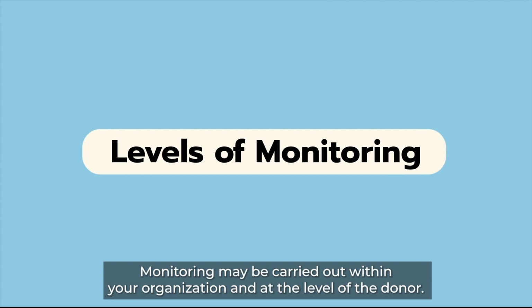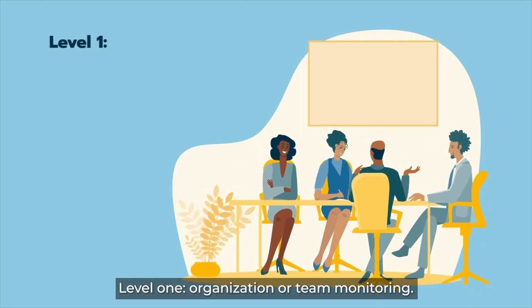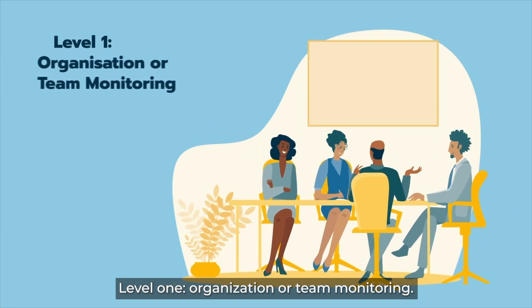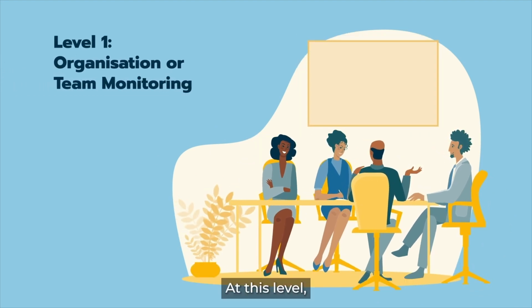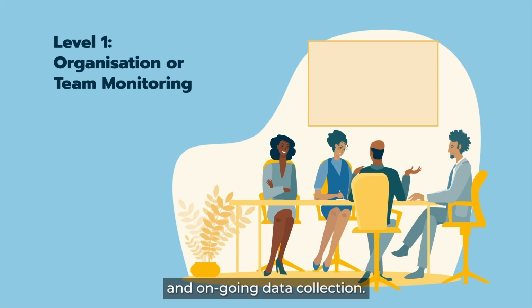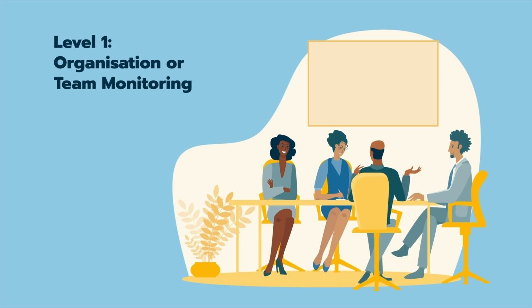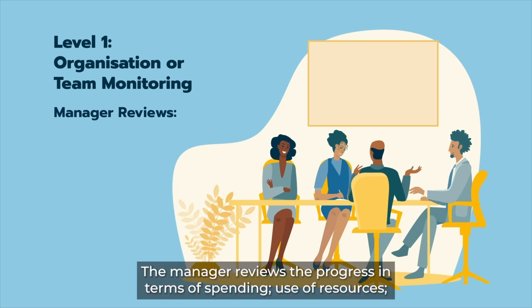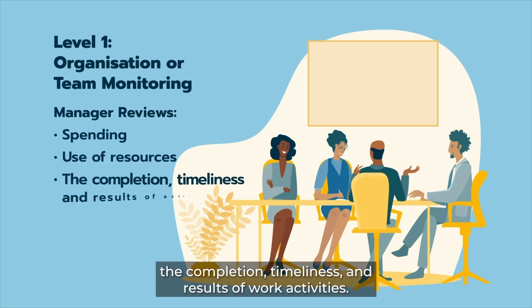Monitoring may be carried out within your organization and at the level of the donor. Level 1. Organization or team monitoring. At this level, monitoring of activities is carried out through examination of actual actions and ongoing data collection. The manager reviews the progress in terms of spending, use of resources, the completion, timeliness, and results of work activities.